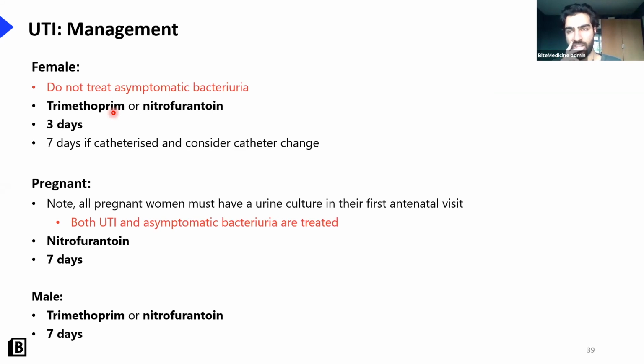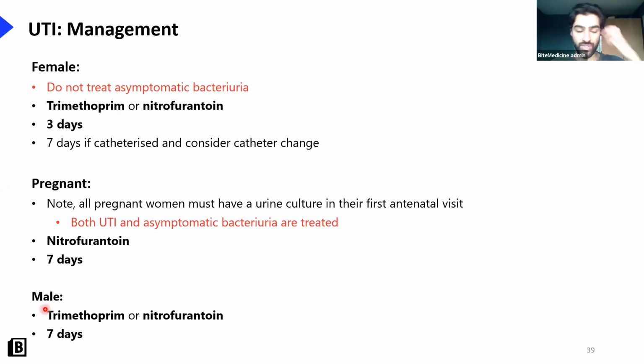What does trimethoprim do? Remember, going back to our mechanism of actions, it's a folate antagonist, very good, blocks DNA synthesis. Dihydrofolate reductase inhibitor, which prevents folate production. If you can't make folate, you can't make DNA. If the baby can't make DNA, then of course it's going to be teratogenic.